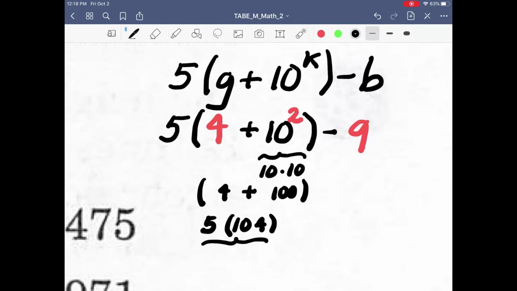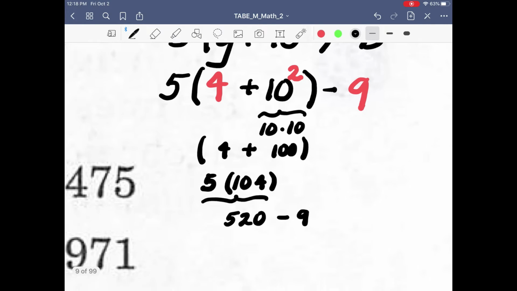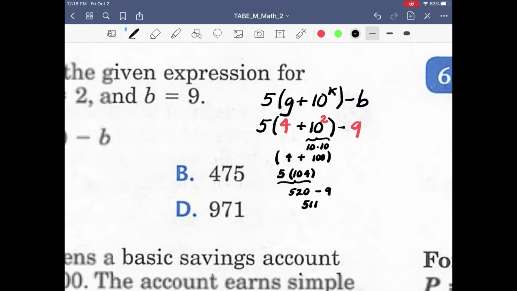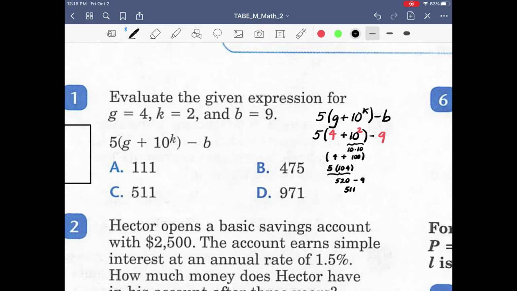Remember, you do have a calculator here. You can use it at any point that you want to. Some people just type that whole thing in there. I like to see the steps when I do these, but that's just a personal preference. So my final answer here is 511. So when I evaluate the expression, I get a value of 511.